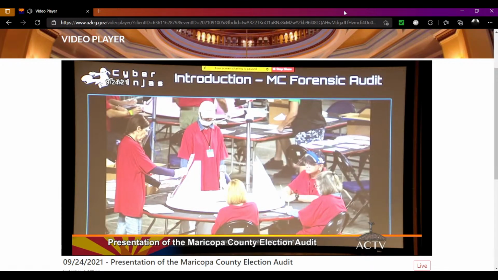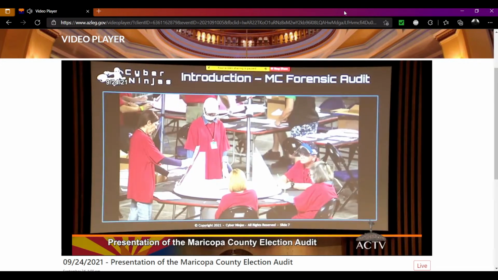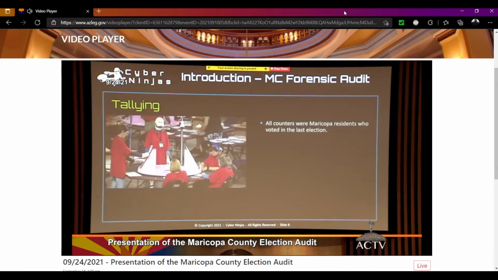So this is one of our tallying tables. What you can see in the middle is a Lazy Susan. You'll notice that there are 3 counters around the table. There's someone who's loading, and someone who's unloading. All counters were Maricopa residents who specifically voted in the last election. We wanted to make sure that anyone involved in this very important action had skin in the game.